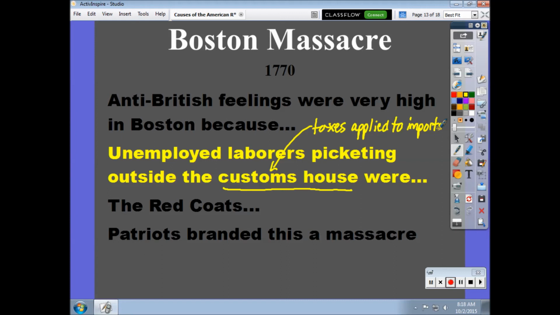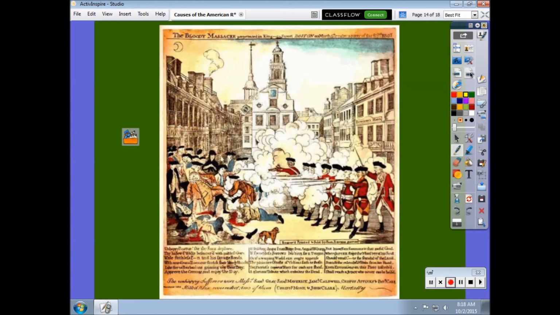It's really a way of making the redcoats come out looking the wrong way rather than the right way. But this is what's published in newspapers afterwards. This is the Bloody Massacre at Boston, and this was actually created by Paul Revere. It's actually an engraving, not a print. So Paul Revere takes a piece of metal, engraves this picture, and then it is used to print pictures, and those pictures are colored.